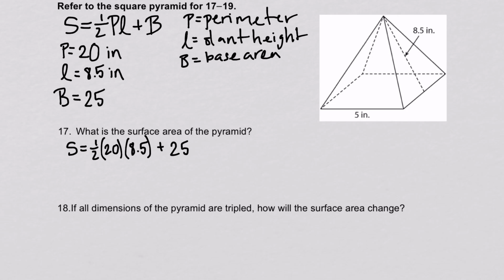And this is where you take out your calculator. So this is going to be 1/2 times 20, which is 10, times 8.5 is 85. We actually did not need a calculator. You could do that in your head. 1/2 times 20 means what's 1/2 of 20? 10. 10 times 8.5 is 85, because you moved the decimal over once. And then we're going to add 25 to that, leaving us with 110 inches squared, square inches.